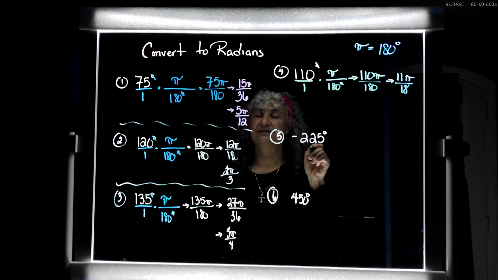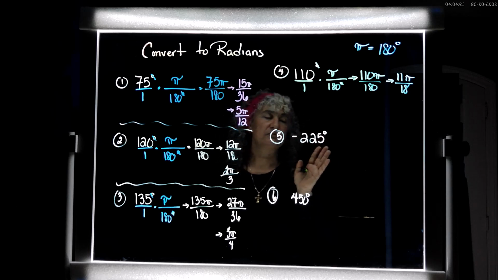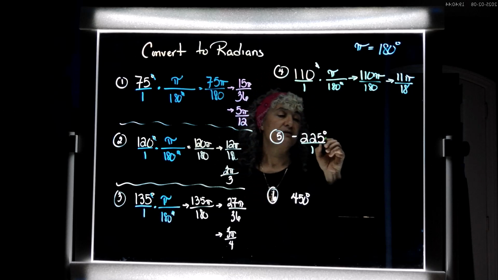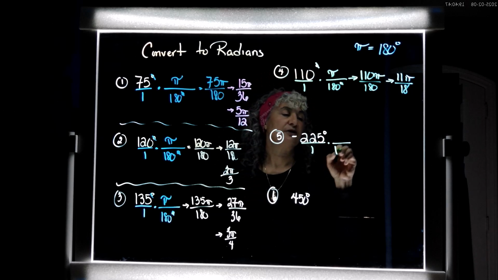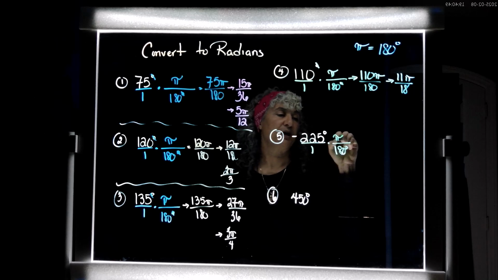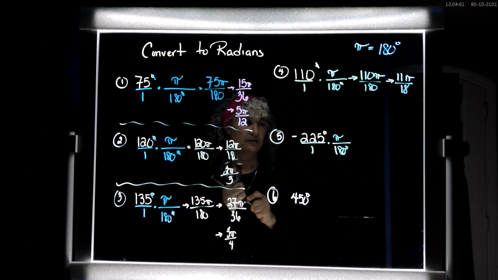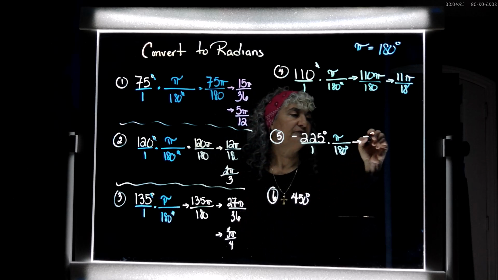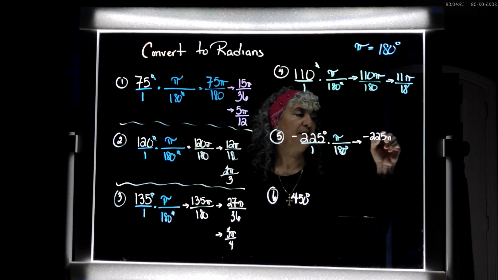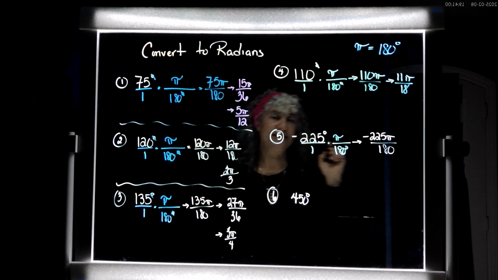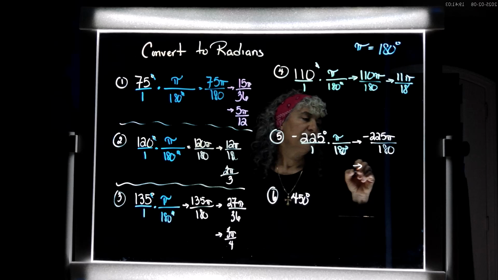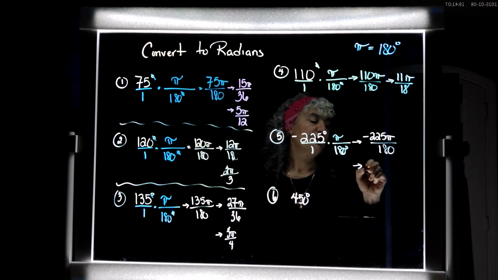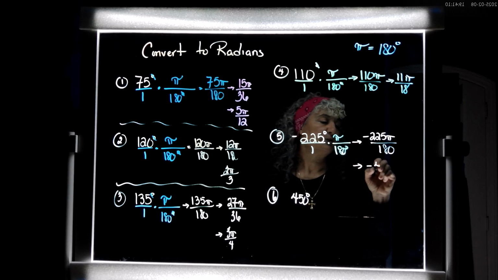Number 5. You're like, it's negative. So, it didn't say to write a positive, did it? So don't bother with it. Good, 180 degrees on the bottom, pi on the top. All right, so tell me what this looks like. Negative 225 pi over 180. Got it. So, you reduce by 5. 5 is a good number. So definitely a negative.